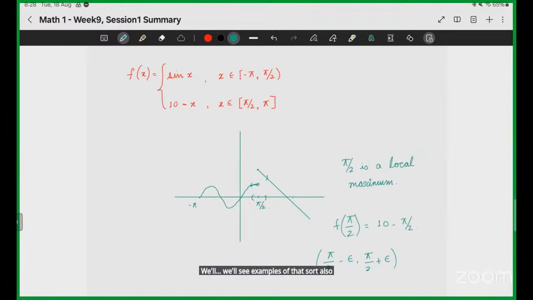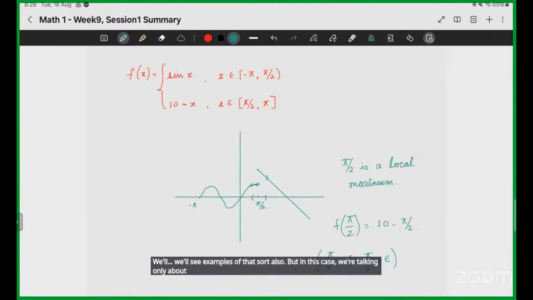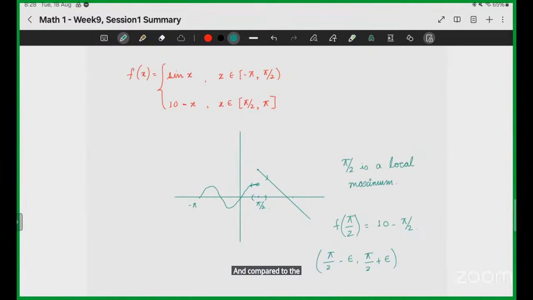But in this case, we're talking only about local maximum. So we're only interested in function value at that point and function value in a neighborhood. And compared to the function values in the neighborhood, the function value at pi by 2 is the highest. So that's why it's called a local maximum.